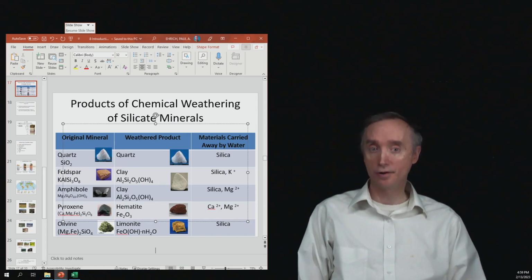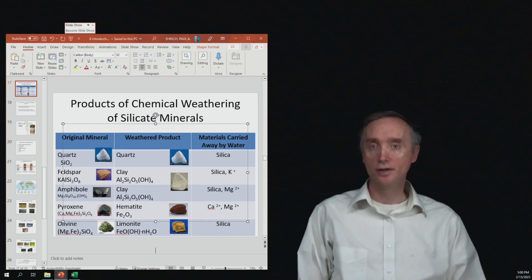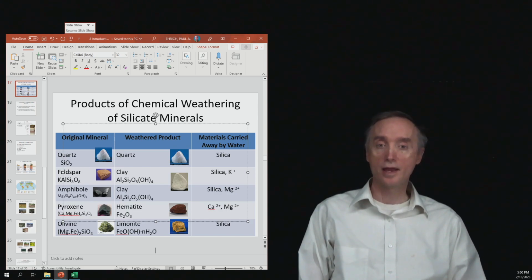Pyroxene has iron in it. And so what happens is that iron reacts with oxygen to make hematite. And then what goes into the groundwater is going to be the calcium and the magnesium. And then olivine also has a lot of iron in it, and it also rusts. And another kind of material that you can get is called limonite, which is essentially, again, rusted minerals, but it also has a lot of water located in it. And so again, silica and some of the magnesium would go into solution, and then it is washed away in the groundwater.